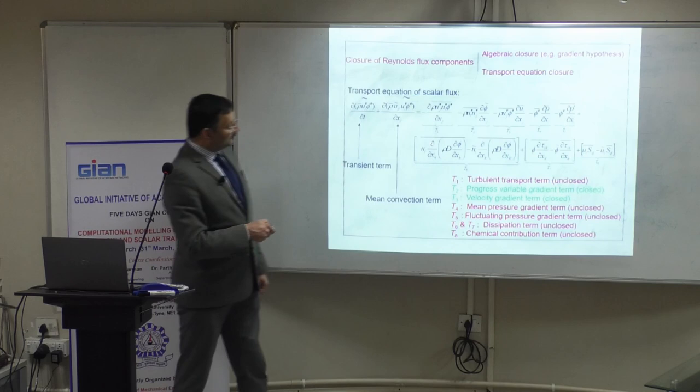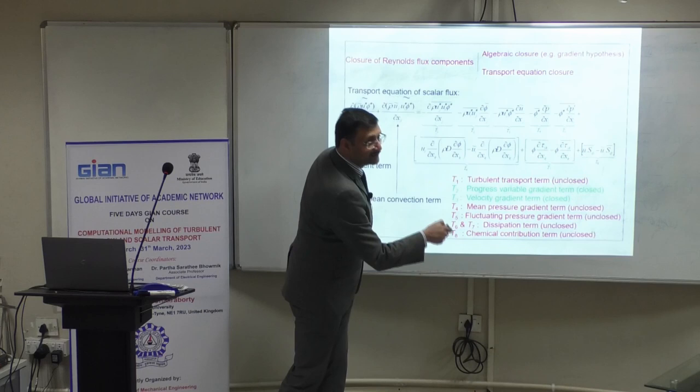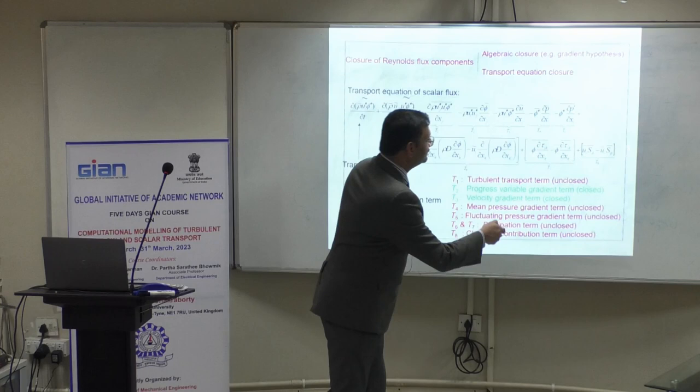They basically originate because of the velocity fluctuation and the molecular diffusion fluctuation contribution. And similarly, because of the scalar fluctuation and the momentum diffusion fluctuation contribution. And this is the contribution because of the diffusion.